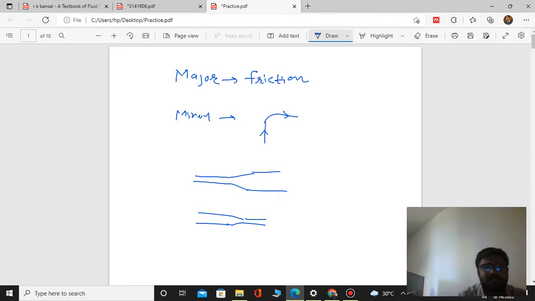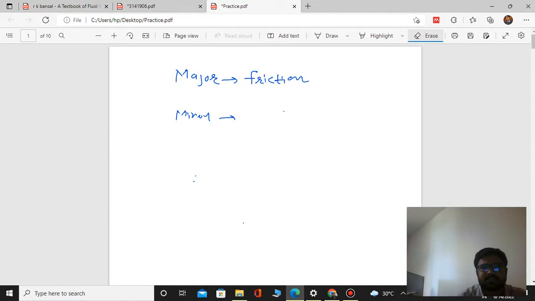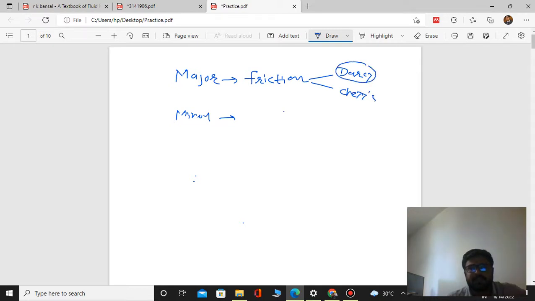Major loss means it is a loss because of friction, and minor means it is related with the physical terms of pipes. So in major loss, basically two equations are being used: Darcy's equation and Chezy's equation. So we will cover all. So first is Darcy's equation and Chezy's equation. I will cover both. But in this lecture, in this video, we will majorly cover Darcy's equation for friction.